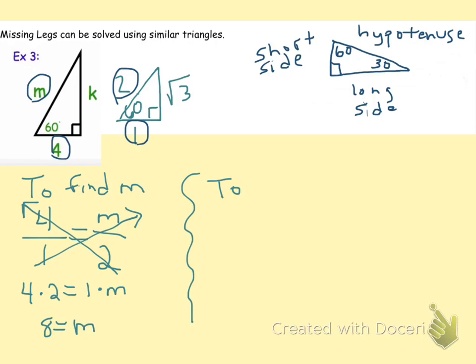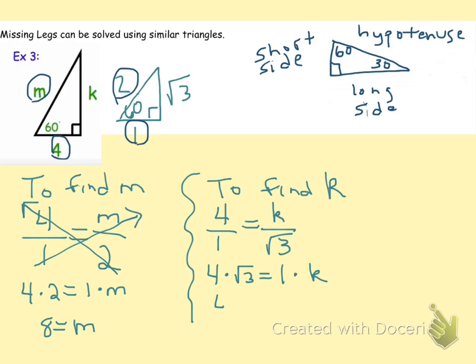We need to solve for K. So to find K, set up the ratio again. 4 over 1, which is our short side of the left triangle over short side of our reference triangle, equal to K, the long side of our triangle, over square root 3, the long side of our reference triangle. We cross multiply. 4 times root 3 equals 1 times K. 4 times root 3 is 4 root 3, and that equals K.